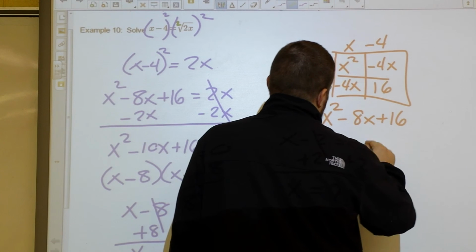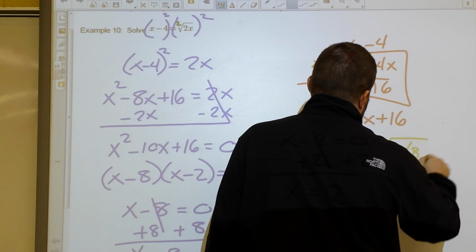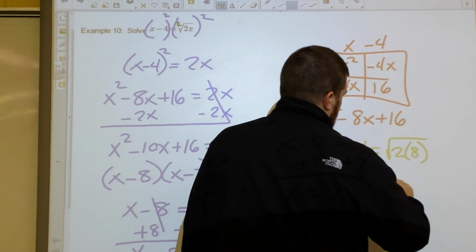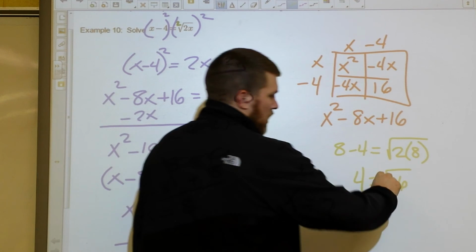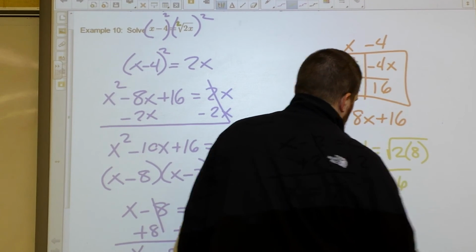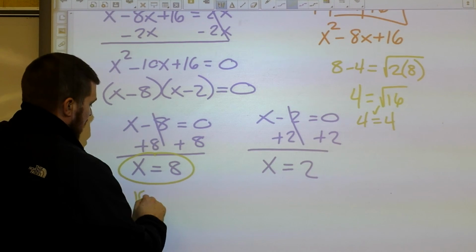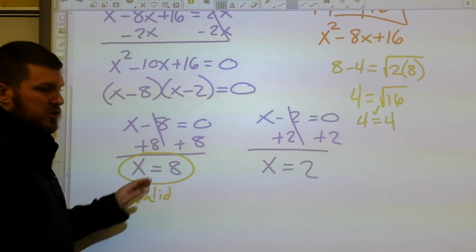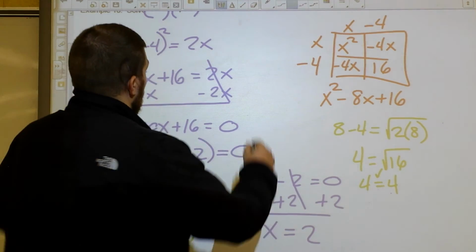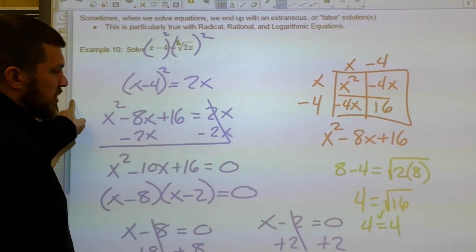So 8 minus 4 is equal to the square root of 2 times 8. 8 minus 4 is positive 4, and 2 times 8 is 16, so the square root of 16. We know the square root of 16 is 4, though, so 4 is equal to 4, which is true. What that means is that x equals 8 is a valid solution. Valid is just a fancy math name for a true solution. Now we need to check the other possible solution, x equals 2, by plugging into the original equation.